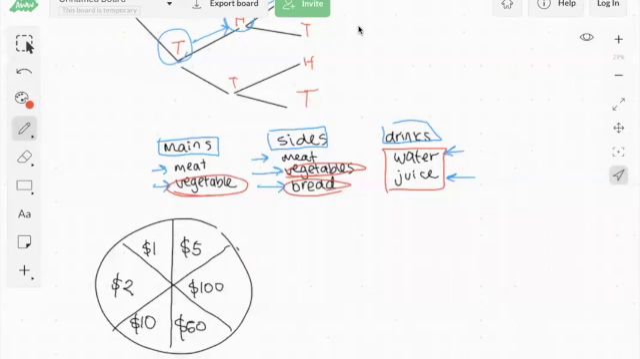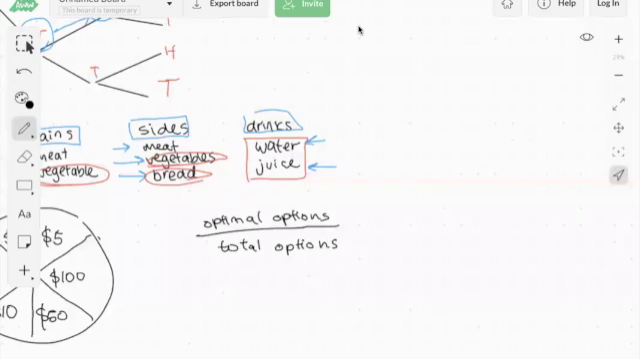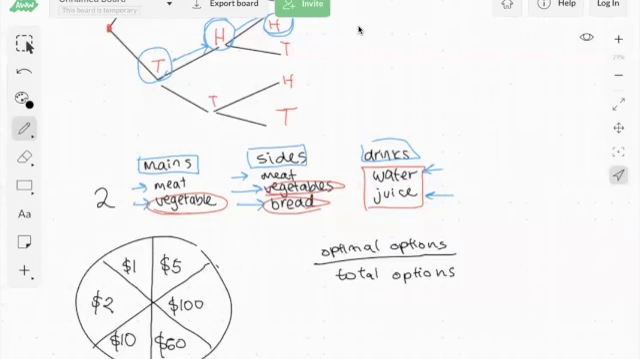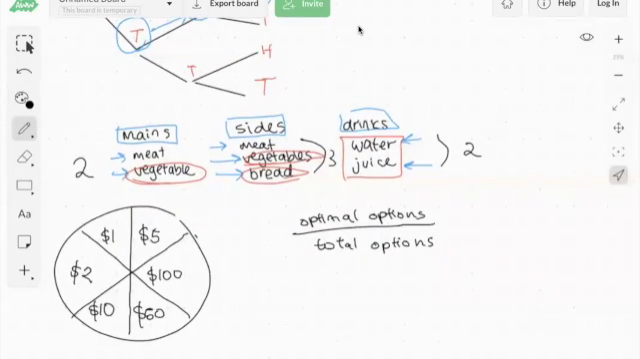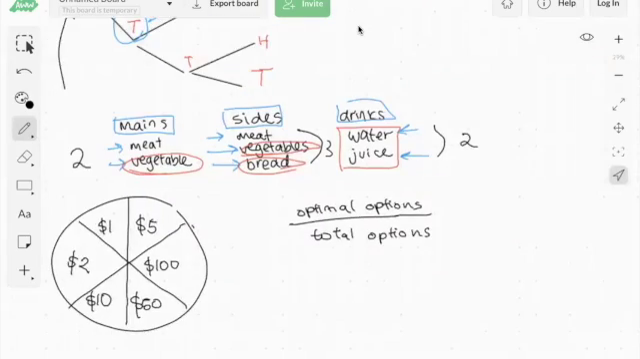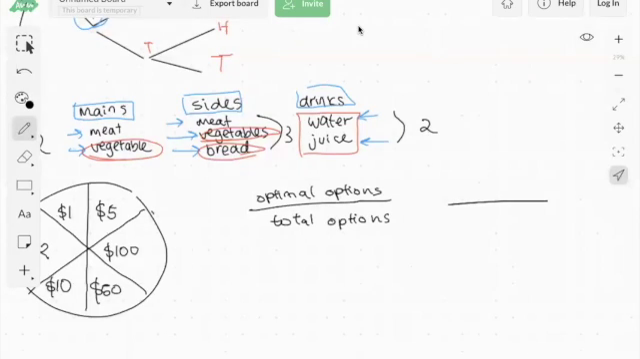Because probability is a fraction, we want to write optimal options over total options. So what is our total options? Well, we have to multiply all the variables together. In mains, I have 2 options. In sides, I have 3 options. And in drinks, I have 2 options. So 2 times 3 times 2, just like how you would think of it in the coin flip, gives us 12. So our total options is 12.